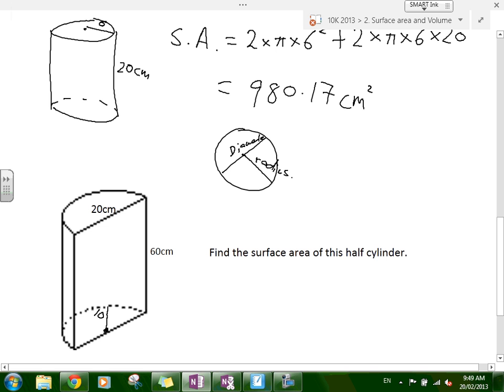So we've got a few different faces we have to work out. What's the area of this rectangle here? The area of this rectangle. Or how do I work it out?